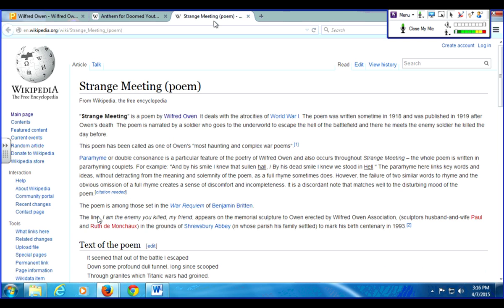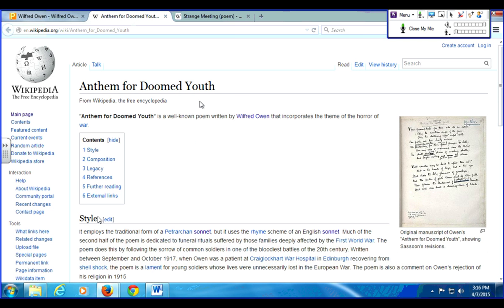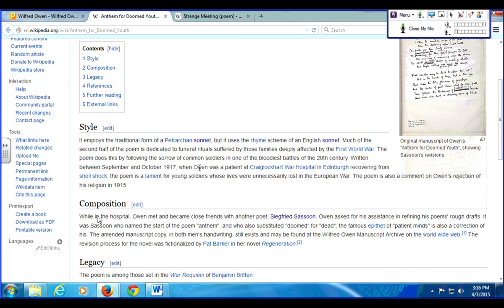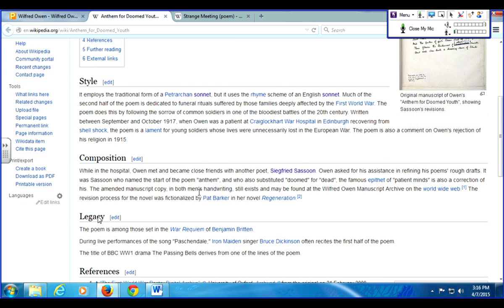And then this is probably his second most famous poem after the one we read. So this is the same poet, Wilfred Owen, and you'll see similar things here.